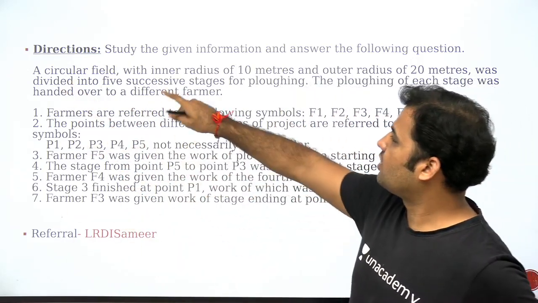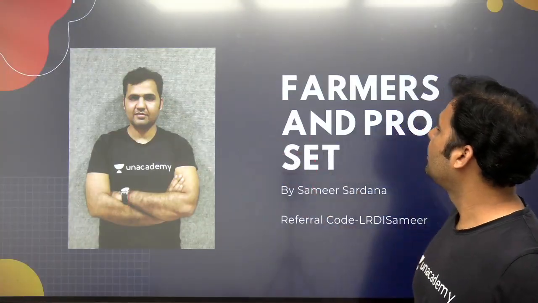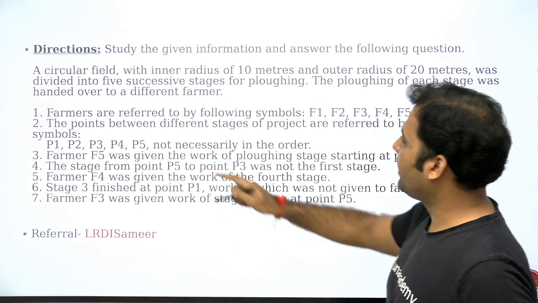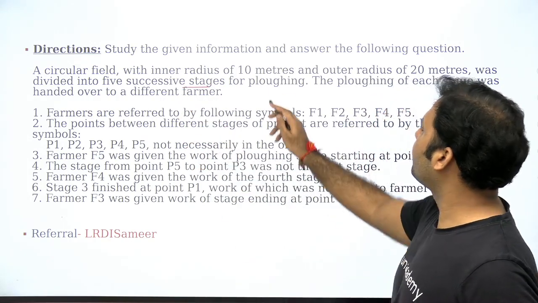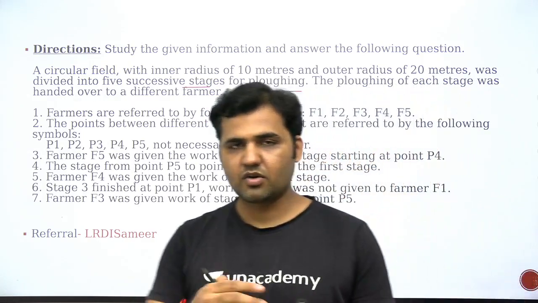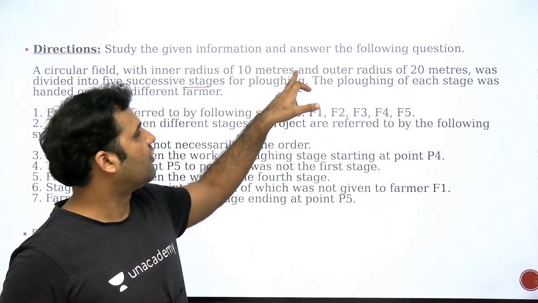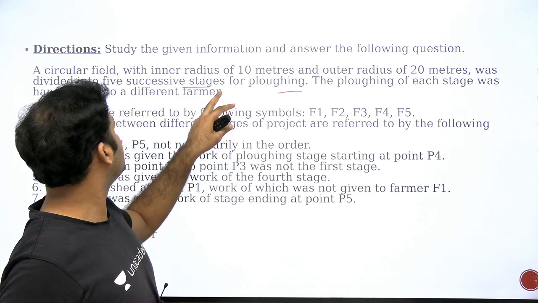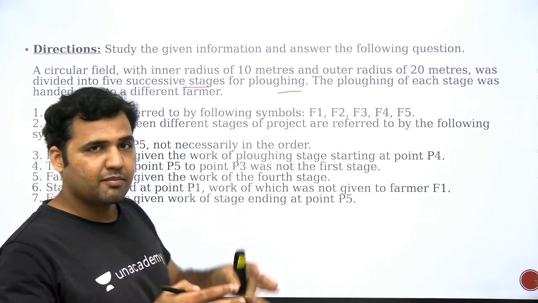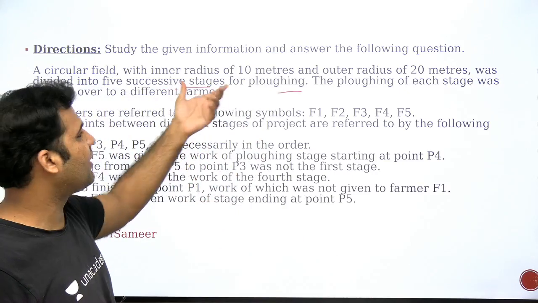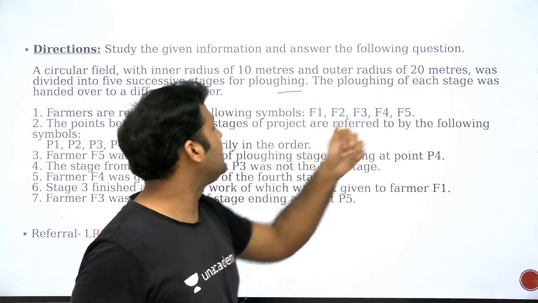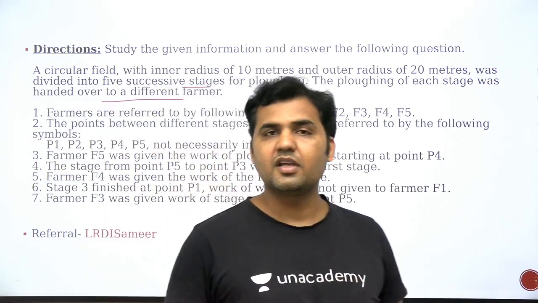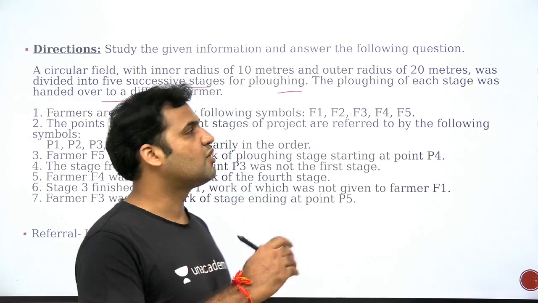Question says, a circular field with inner radius of 10 meter and outer radius of 20 meter was divided into 5 successive stages for ploughing. So there's an area, right? There's a circular field with an inner radius of 10 meter, outer radius of 20 meter, which is supposed to be ploughed. And the complete process of ploughing has been divided into 5 different stages. The ploughing of each stage was handed to a different farmer. So there are different stages of ploughing, and there are different farmers who are doing this project.